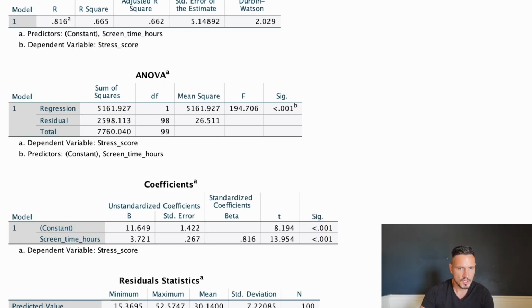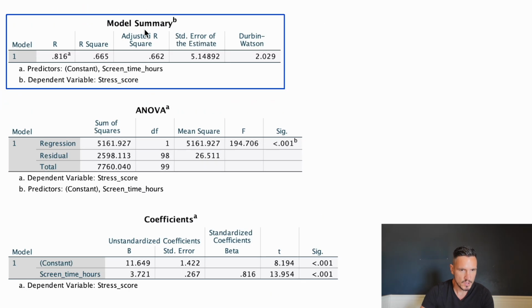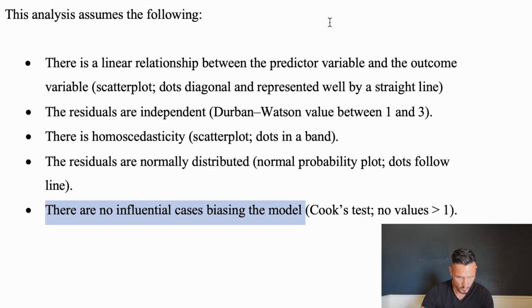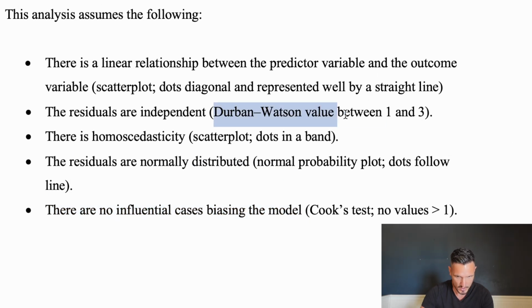So let's start off by checking those assumptions. So here we have this model summary table, and we have this Durbin-Watson column where we have a value of 2.029. And as we can see here, we want this value to be between 1 and 3. And since our value is, it suggests that the residuals are independent.